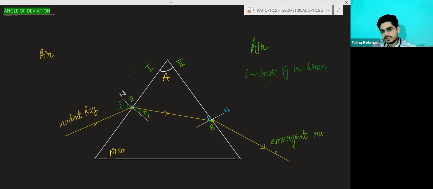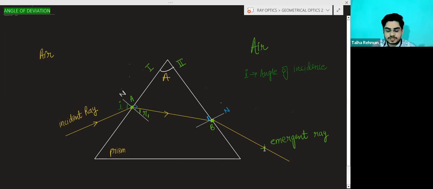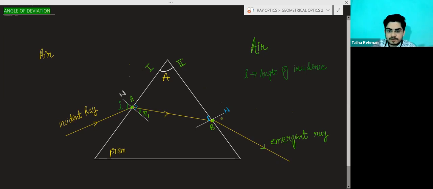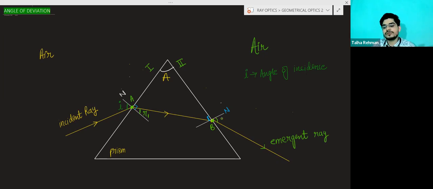This ray is known as the emergent ray because this ray is emerging from the prism. And the angle of this ray with the normal is known as the angle of refraction, and that angle is known as the angle of emergence.